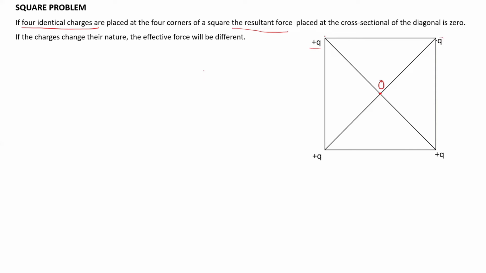If you place a charge plus q at the center, what force will be exerted on it? This charge is positive and the center charge is positive, so this charge will repel it. From this side also this charge will apply a repulsion force, and the other two charges will also repel. So the force is repulsion, and this force will cancel this one, and this force will cancel this one.